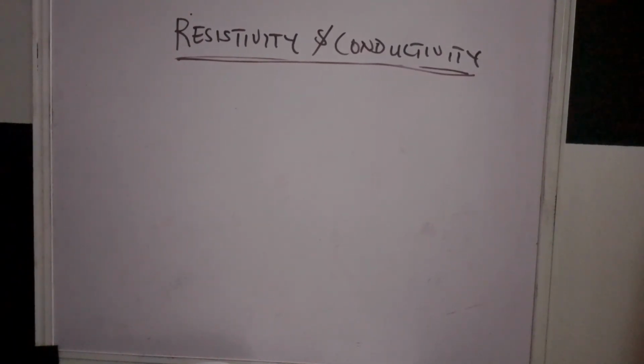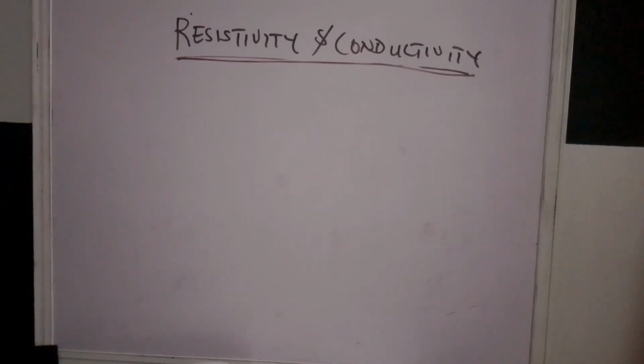We've defined resistance as the opposition to the flow of current in a circuit. Which means in a circuit, there are materials we call resistors, and these materials oppose the flow of current in the circuit. So what is now resistivity?